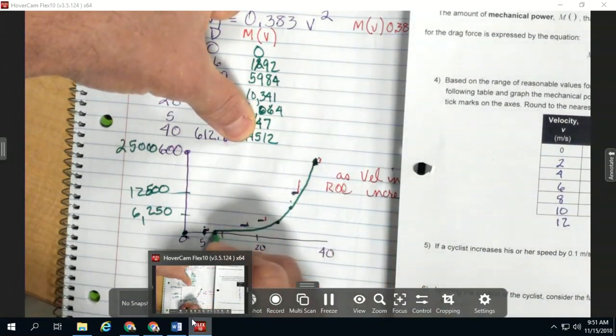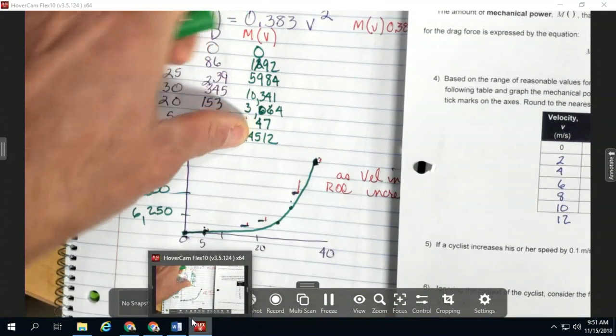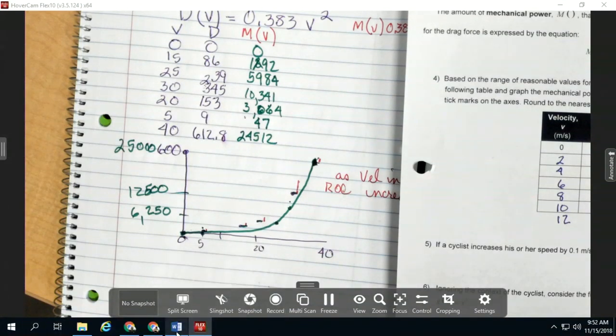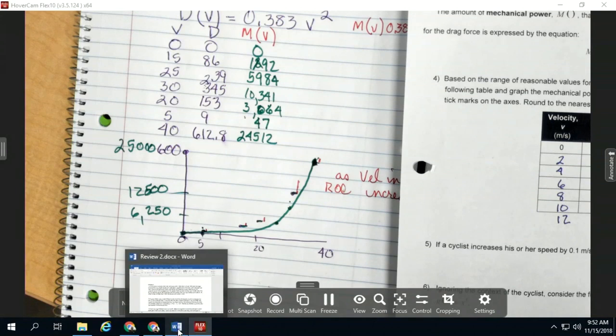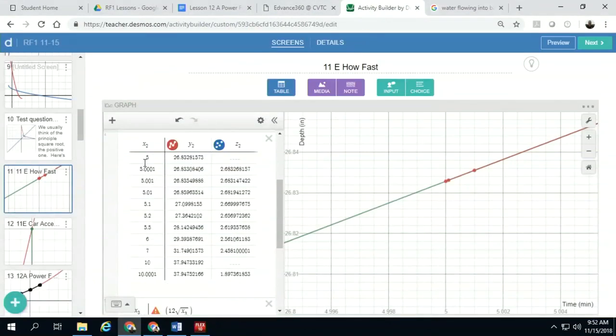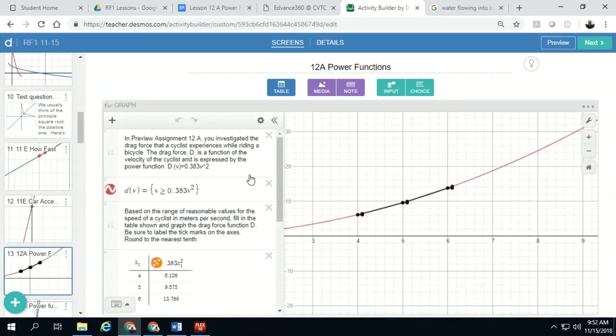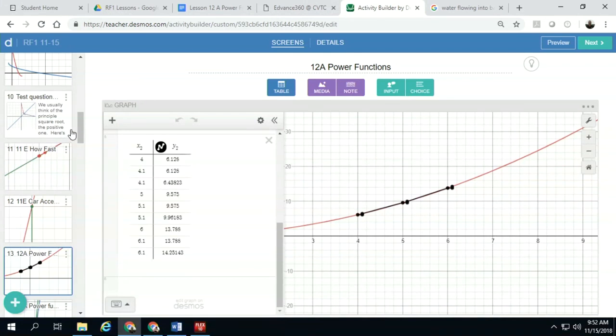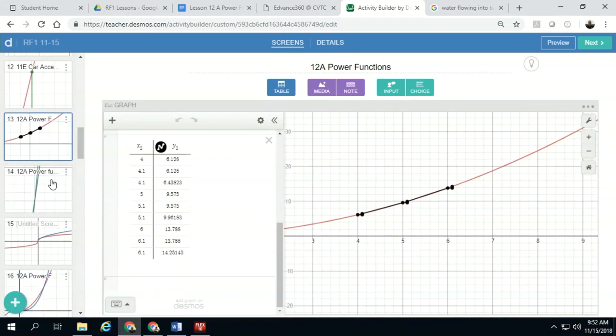So what do you see is true about our values? Well, our values are bigger, but not bigger compared to the way that they were before. I've got it graphed here in Desmos to show you that we've got a cyclist.